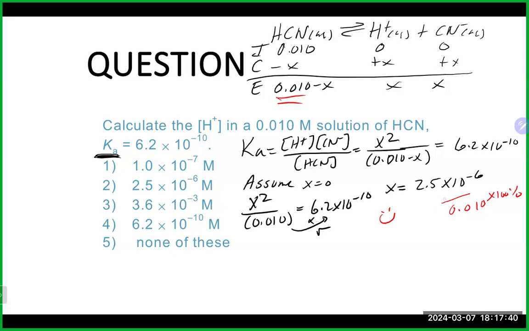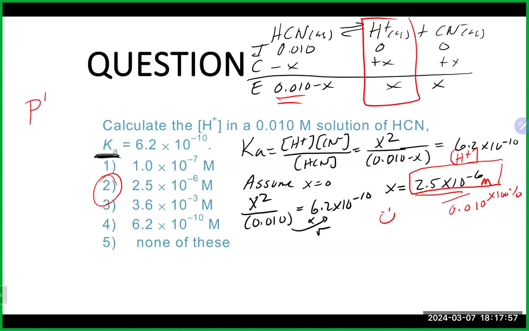So the assumption is good, which means, based on our ICE table, that right there should be our H plus concentration, which looks like in our choices it would be number two. And since that is our H plus concentration, if we did want the pH here, that is what we should go into our pH equation with. And if we did that, we get like a 1.60, I believe, which is also acidic. And that's good because this is an acid here.